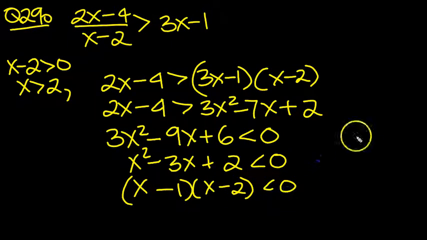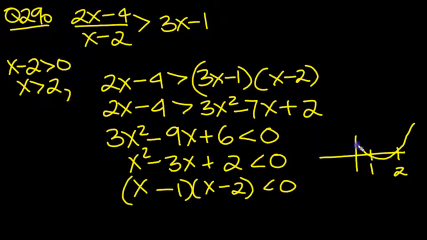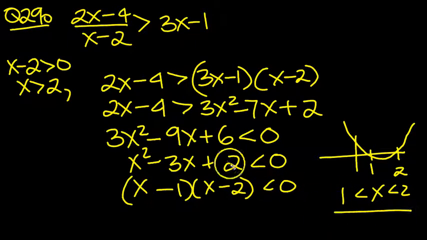(x − 1)(x − 2) is less than 0. So it's a quadratic curve with roots at 1 and 2. So we can draw it as a positive x² term, so we've got a U-shaped curve. When is this underneath the axis? Here, between 2 and 1. It doesn't touch 2 and 1 because it's less than 0. So there's our solution set.